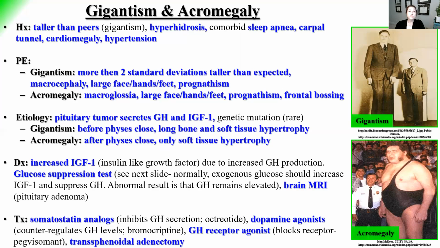We treat this with somatostatin analogs to try to inhibit that growth hormone secretion, and that's octreotide. Or we can treat this with a dopamine agonist because this will counter-regulate those growth hormone levels, and bromocriptine is an example of that. We can also use a growth hormone receptor antagonist, so it blocks the receptor, and then a transsphenoidal adenectomy where you go in and take out the pituitary adenoma.